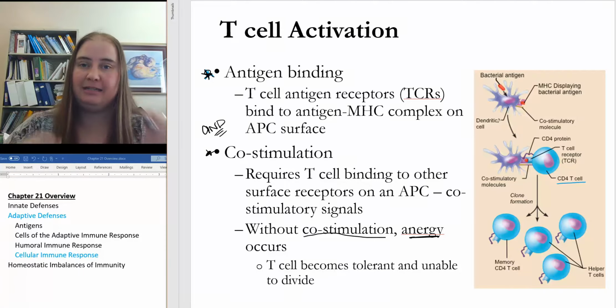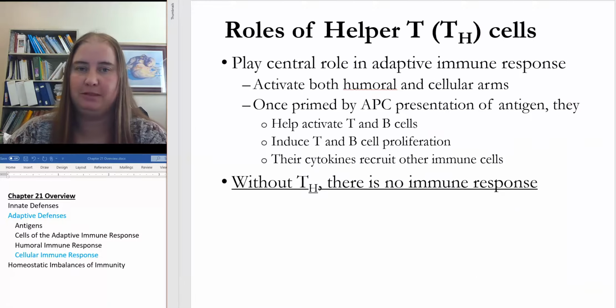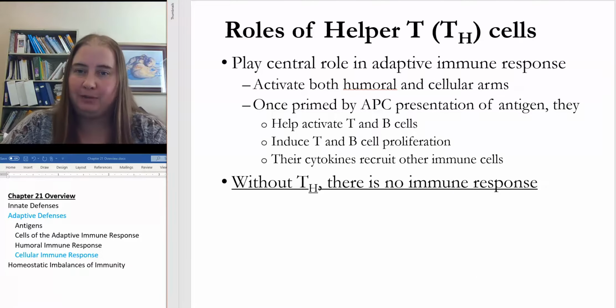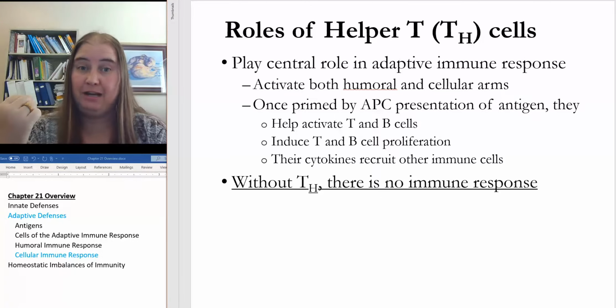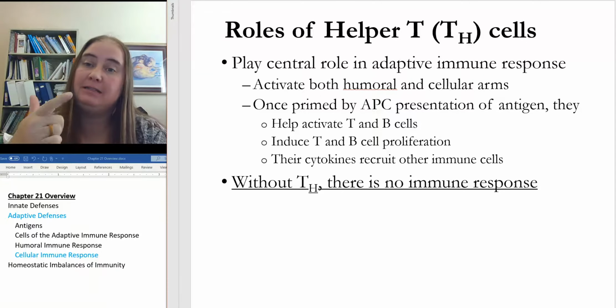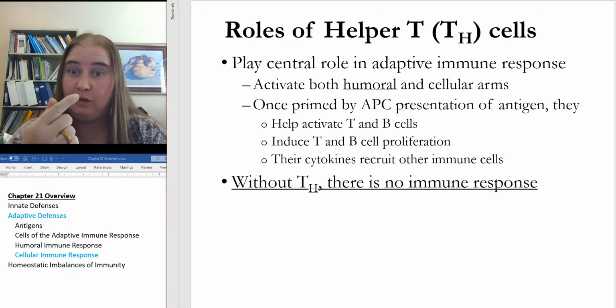Now that T helper cell is going to go out and help the rest of the immune system. That T helper cell is going to go activate our B cell, which we already talked about. It's going to go activate the T cytotoxic cell or the CD8 cell. It will trigger that proliferation and differentiation process in both of those cell populations.